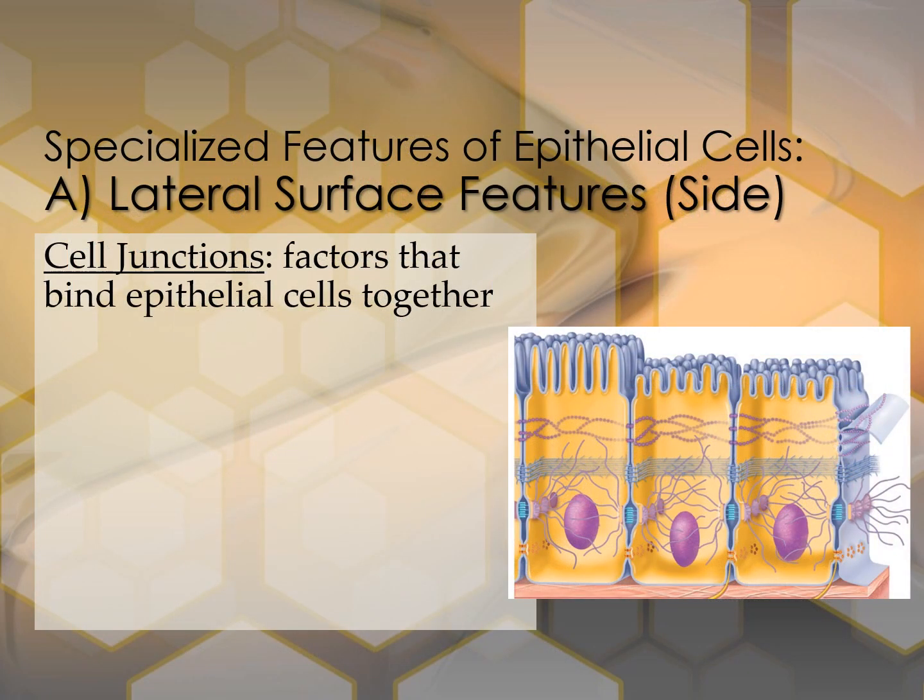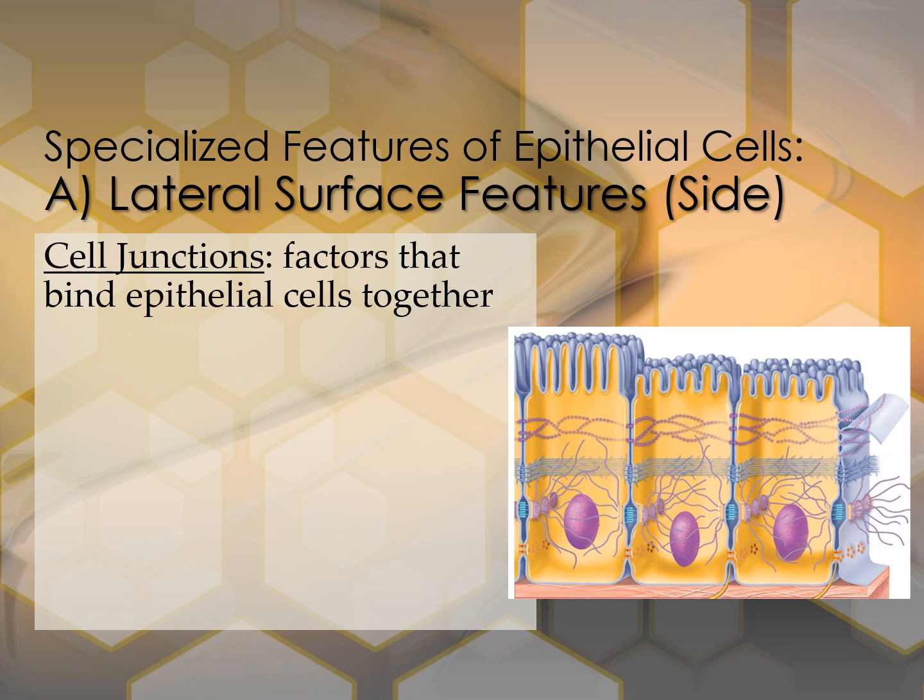So now we're going to change gears a little bit and go through those specialized features of epithelial cells in a little more detail. So we said that they're polarized, so they have polarity. So each surface looks a little bit different. So let's look at the lateral surfaces first. And remember our directional terms. If we have kind of a midline through the cell, right? If you cut the cell in half, then lateral means kind of away from midline, right? So these would be the lateral surfaces.